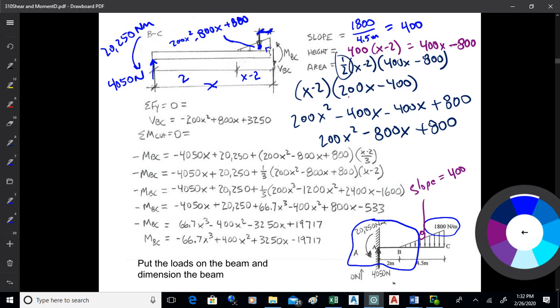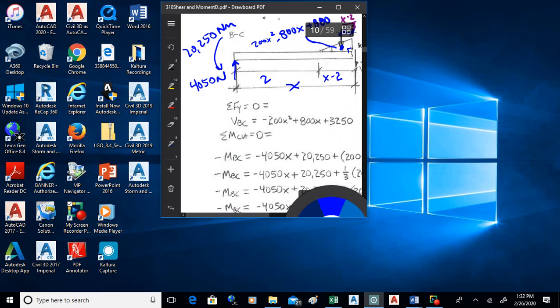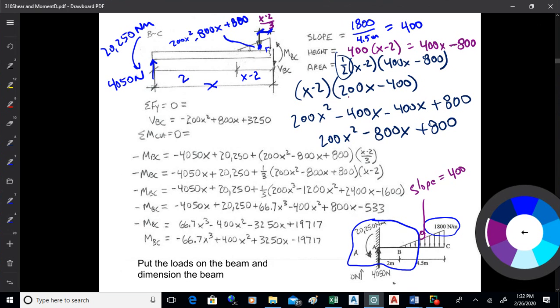Yeah, it's 1/3 of the base, and the base is x minus 2. So that'll be x minus 2 over 3. That's a distance. So that's x minus 2 over 3. Okay, so now I've got that all set up and ready to go.